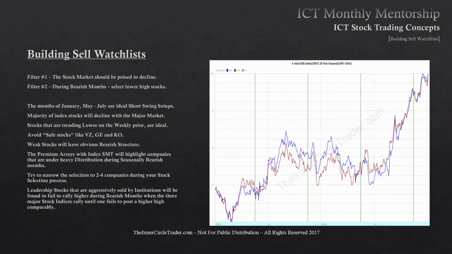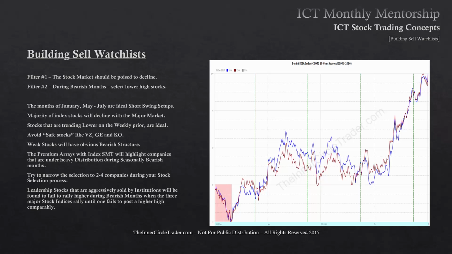Weak stocks will have obvious bearish market structure. The premium arrays with index SMT will highlight companies that are under heavy distribution during seasonally bearish months. We're going to be trying to narrow the selection down to 2 to 4 companies during the stock selection process. And leadership stocks that are aggressively sold by institutions will be found to fail to rally higher during bearish months when the 3 major indices rally, until one of those indices fails to post a comparable higher high.